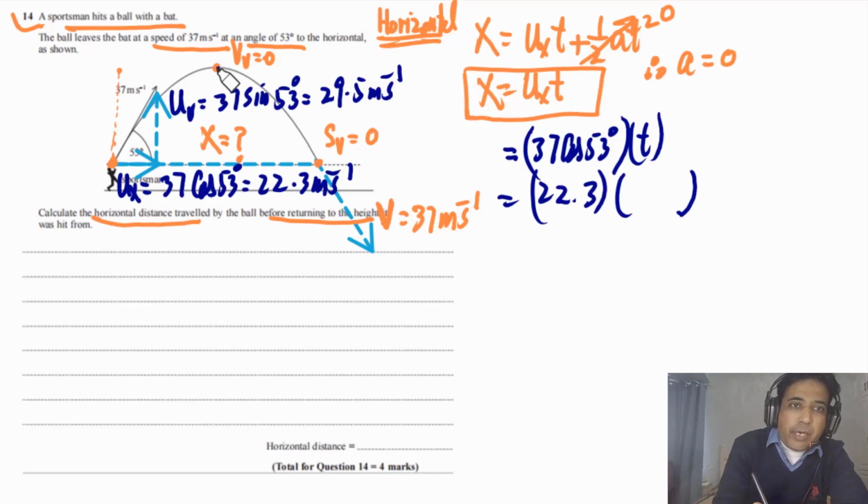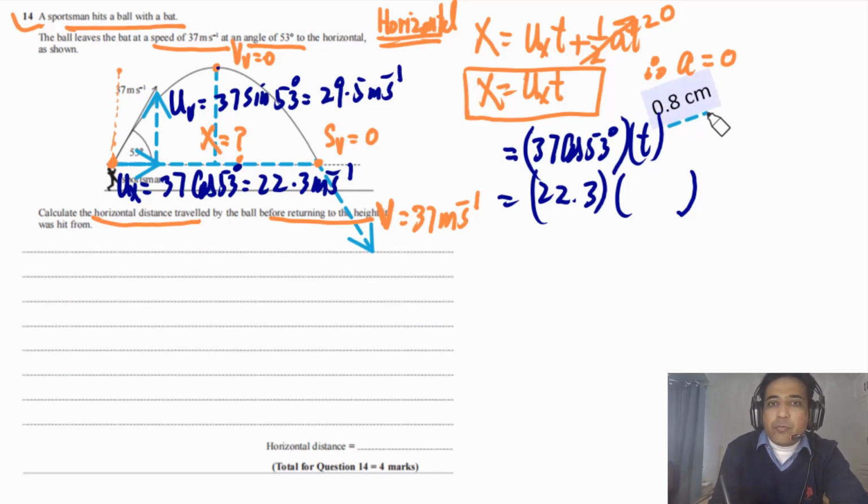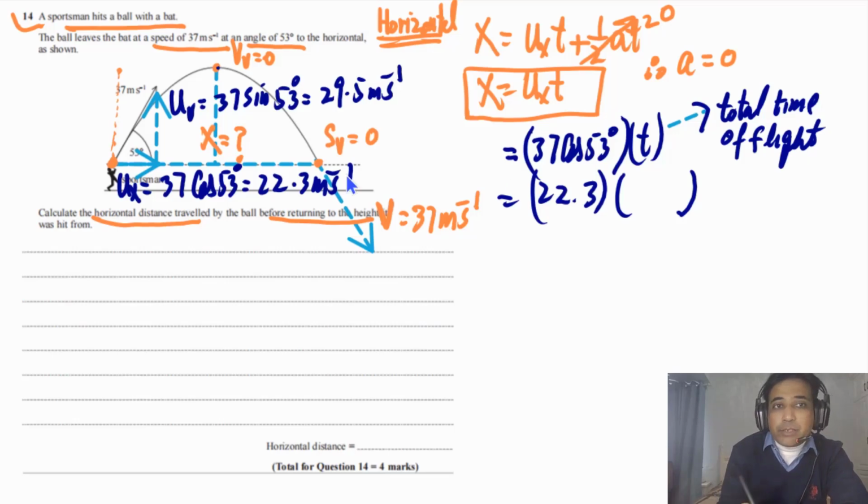We can simply draw an arrow here, which means we can divide this motion into two parts. So we can calculate the value of t, then multiply by 2 to calculate the total time of flight. So this t is the total time of flight. How can we calculate this one?